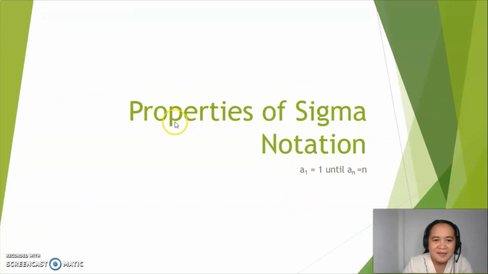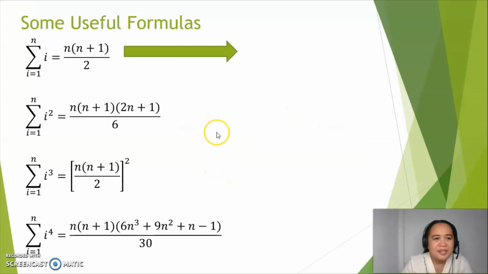Now, let's have these different properties of sigma notation. Let's begin. Now, these are some of the useful formulas if we are going to solve problems involving sigma notation. So, the summation of i, where i starts from 1 until n, would be n times n plus 1 over 2. And the summation of i squared, where i starts from 1 until n, we will get this.